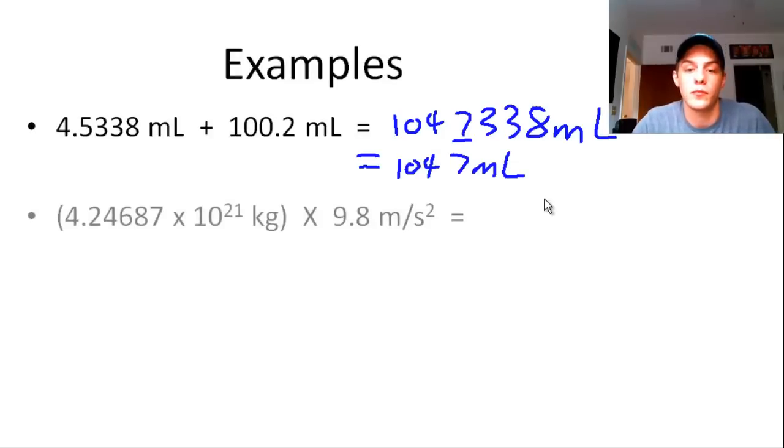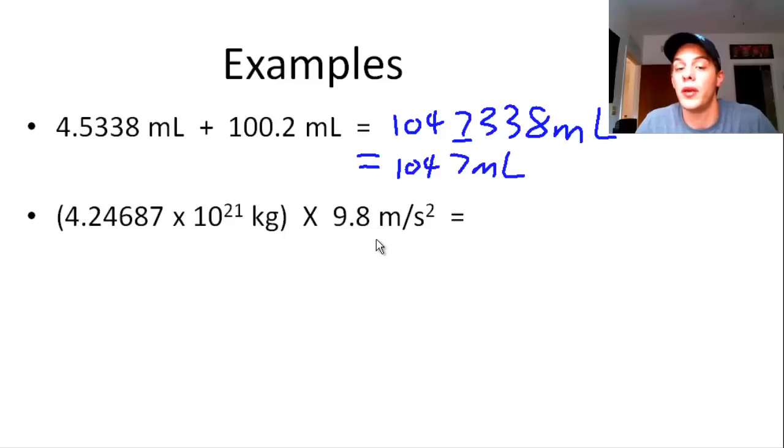So now let's move on to another example. The next example says we have 4.24687 times 10 to the 21 kilograms. And we're going to multiply that by 9.8 meters per square second. So how do we do that?